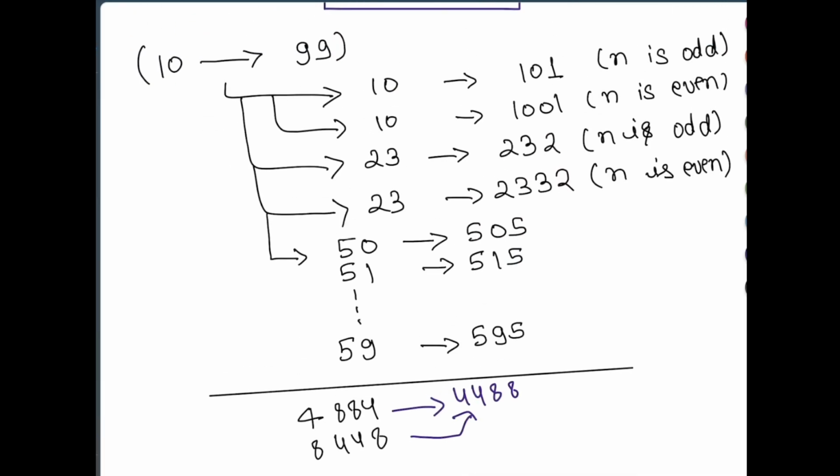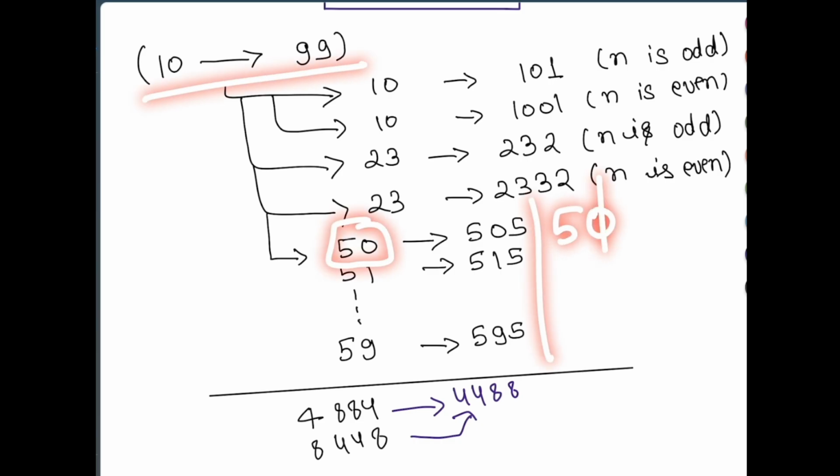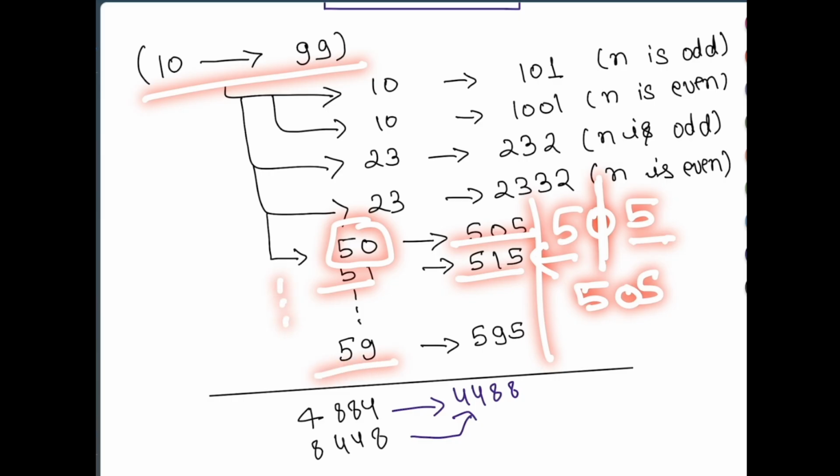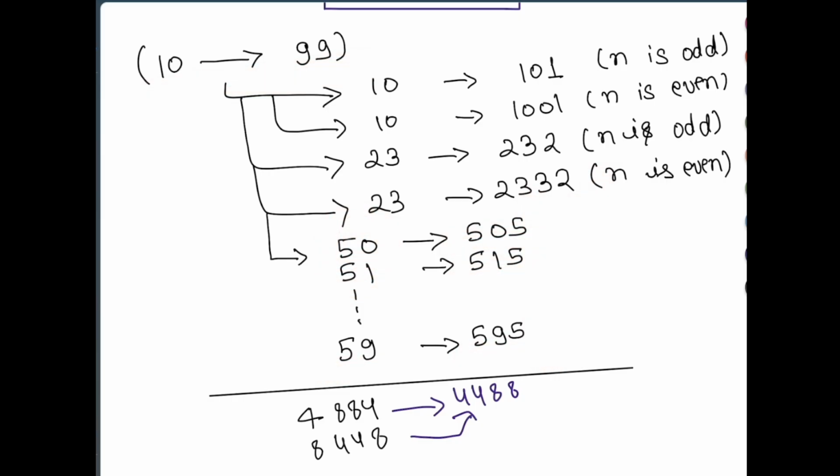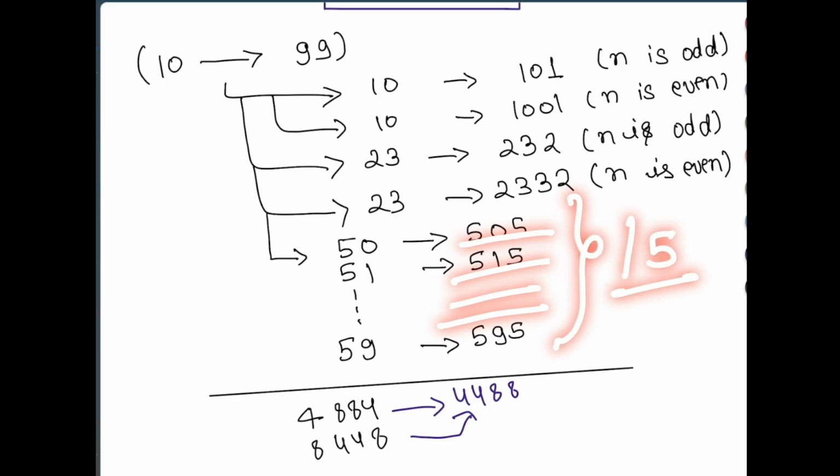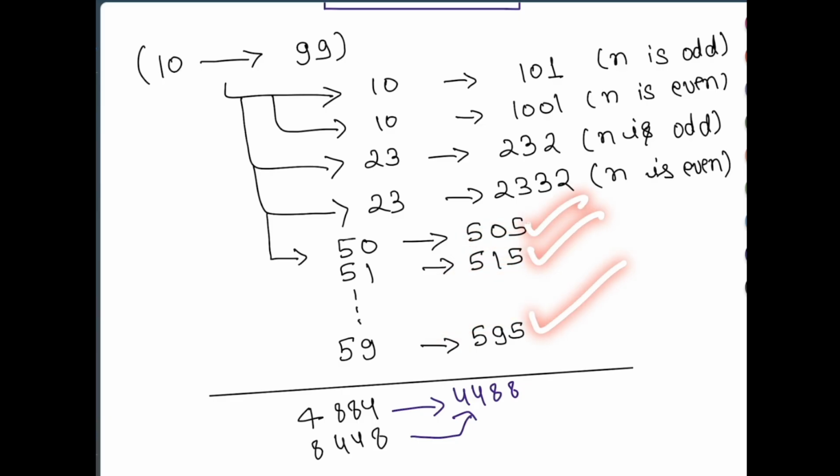But let us say we reached the number 50. That's within our range, right? So with 50, ignore the last character because we are taking n as odd. Now the reverse is 5, so 505. This is a palindrome. With 51, it is 515. And similarly, till 59, we will have 595. So this is going to be 505, 515, 525, 535. All these numbers are palindromes and divisible by k, that is 5, as well.